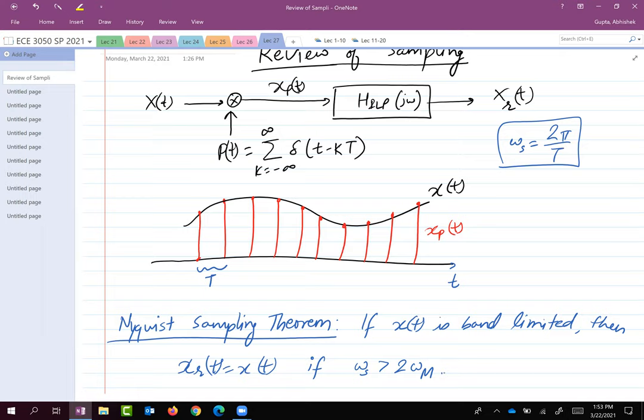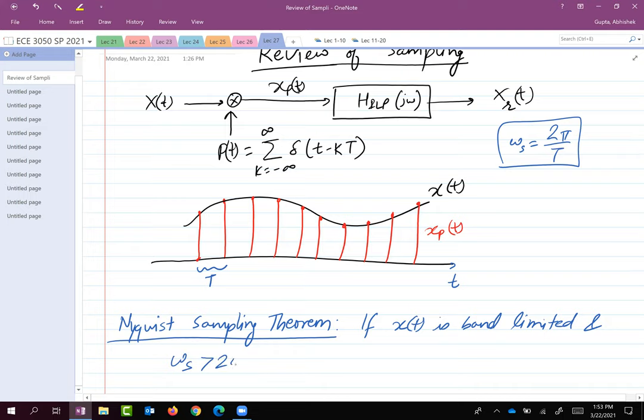There are two ifs in this statement, so it doesn't sound right. Let me rewrite the statement. If x(t) is band limited and omega_s is greater than 2 omega_m, then x_r(t) equals x(t). So the recovered signal under the ideal low pass filter would be exactly equal to x(t).